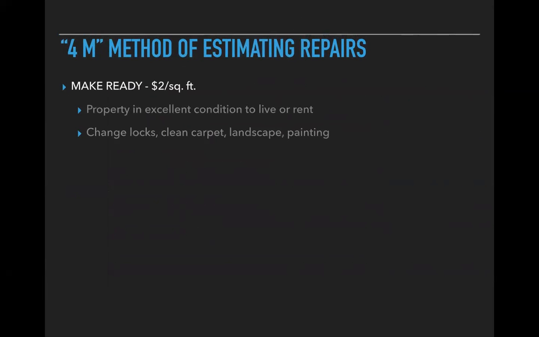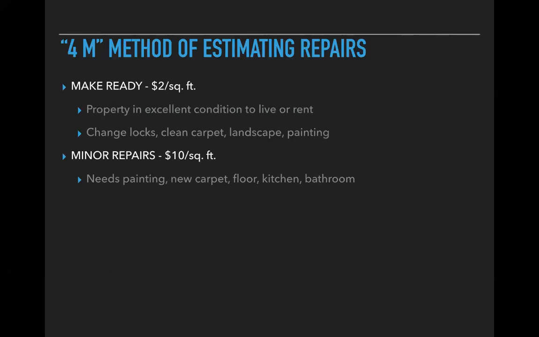If it's a make ready, we're looking at $2 a square foot roughly. That means the property is in excellent condition to live in or rent. All you need to really do is change locks, clean carpet, maybe some light landscaping and painting. $2 a square foot is a good estimation for a fast make ready. If it's got minor repairs, that means it needs painting, new carpet, flooring, light kitchen and bathroom work, then we're looking at $10 a square foot.